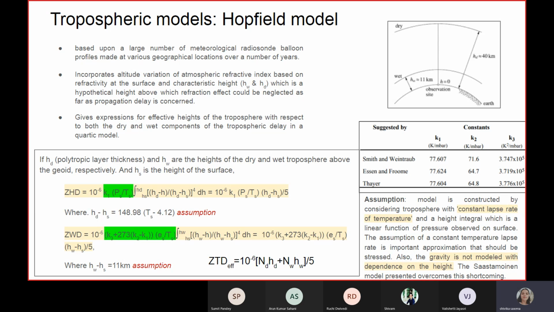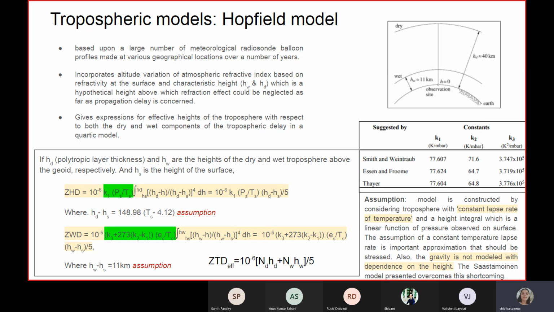So the assumption of constant temperature lapse rate is an important approximation that should be stressed. It means that this should not be assumed. Okay, that is why the Hopfield model doesn't give a good approximation of the wet delay. All right, so the empirical constants K1, K2, and K3, you can see there are some studies like Smith and Weintraub, Essen and Froome, and Thayer. So these people have suggested, measured in their experiments and come up with the values of these constants, and these have been used inside the model.